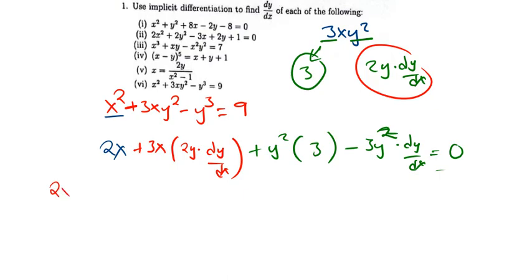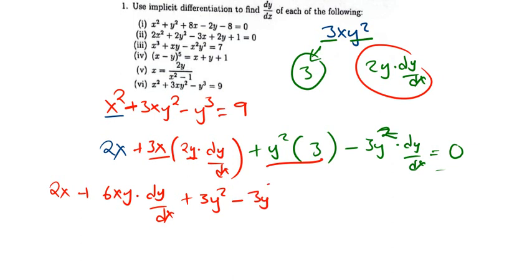So we have 2x plus 3x times 2y, which is 6xy dy/dx. That's going to be a 3y squared. Then we have minus 3y squared dy/dx equal to 0. Let's group the parts that have the dy/dx on the same side. I can go straight, actually let me try to do this. I can go straight and just pull out the dy/dx.